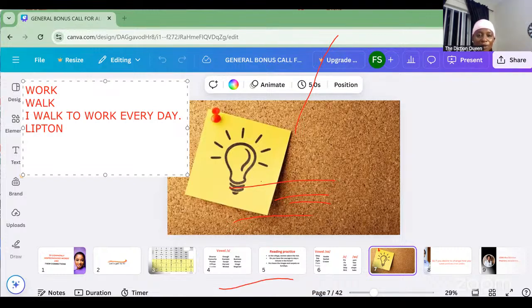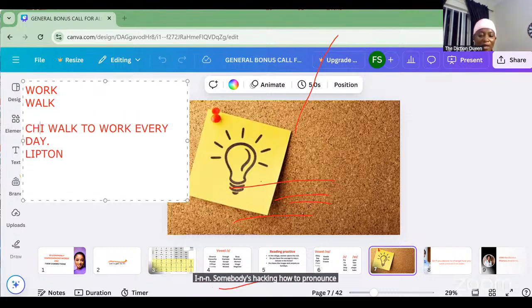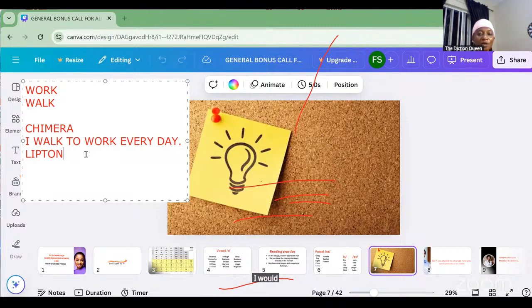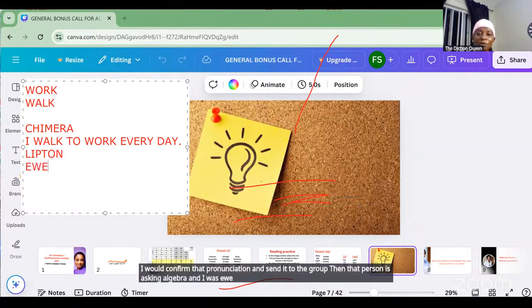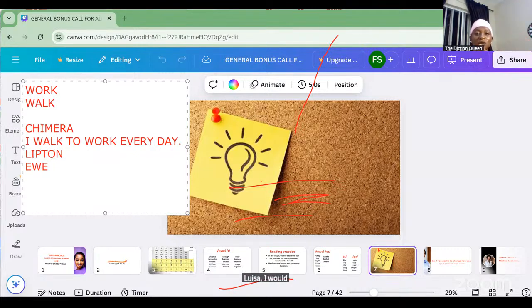How to pronounce the word "in"? I-N, in. Somebody's asking how to pronounce C-H-I-M-E-R-A. I would confirm that pronunciation and send it to the group. Another person is asking how to pronounce E-W-E. The word is pronounced "you". Luisa, I would confirm your pronunciation and send it to the group.